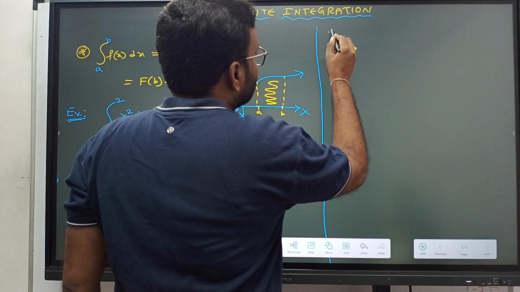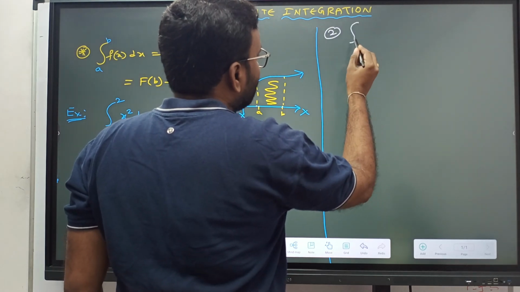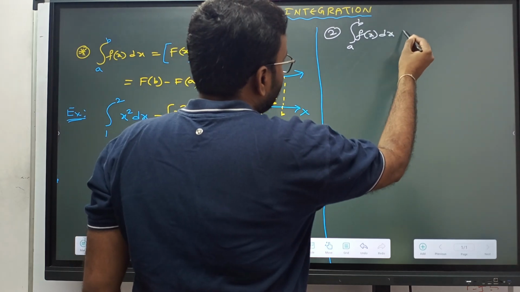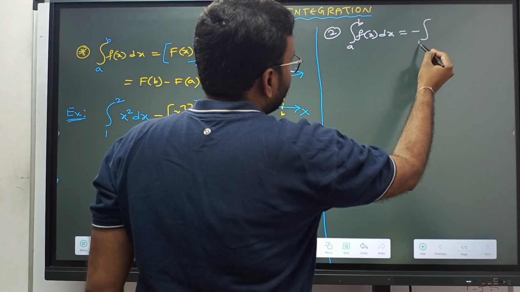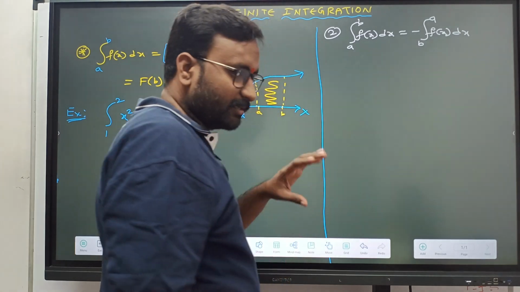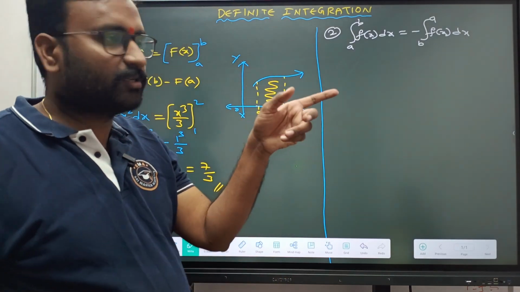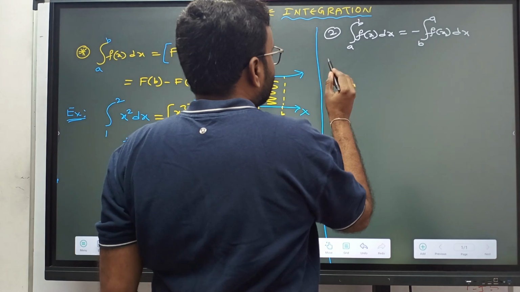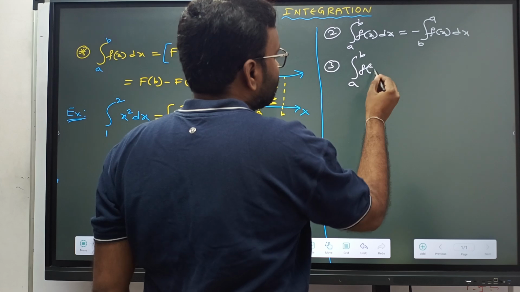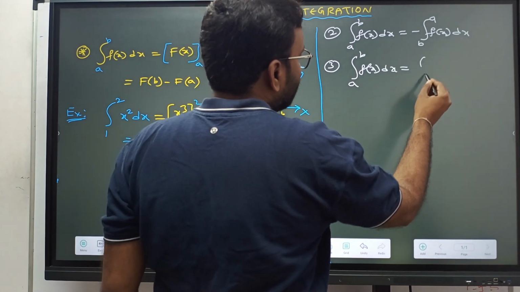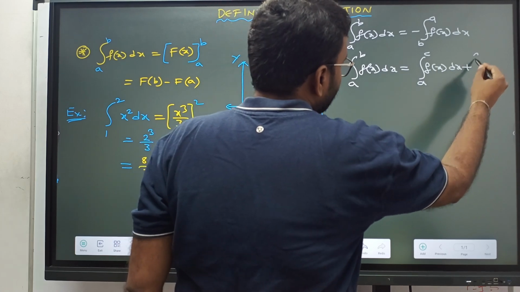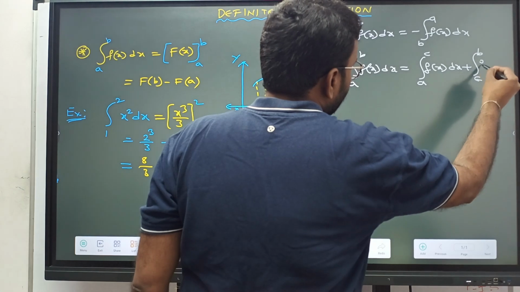See here, the second property: integral a to b f of x dx, we can write as integral b to a f of x dx. What we did is change the limits, upper and lower. Then you will get the negative. Next, the third one: integral a to b f of x dx can be written as integral a to c f of x dx plus integral c to b f of x dx.